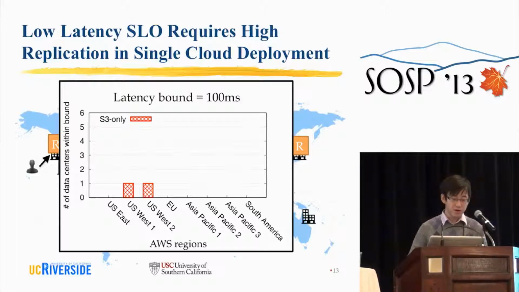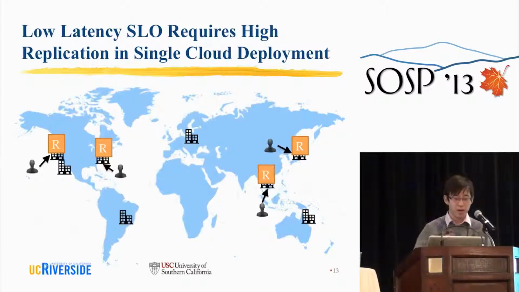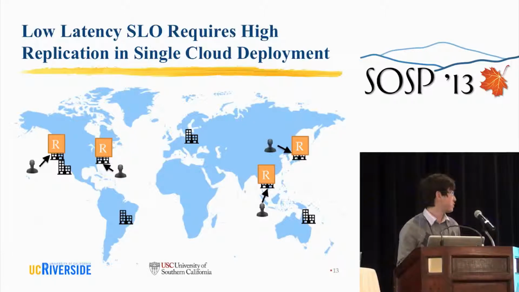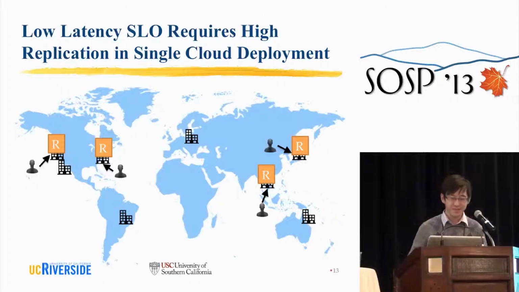From this graph, we can see that for most of the data centers, no other data center can be reached within the 100 millisecond latency bound. This indicates that if the latency SLO is low, it's likely that you have to store a copy of data everywhere, and it results in very high replication. To reduce this high replication, we probably want some data centers in between those data centers holding the replicas. But we cannot just go ahead and tell the cloud providers to build more data centers.